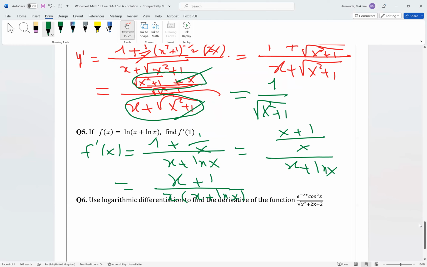The question is asking for f prime of 1, so just substitute x by 1. This is equal to 2 over 1 times 1 plus ln 1. But ln 1 is equal to 0, so this is equal to 2.